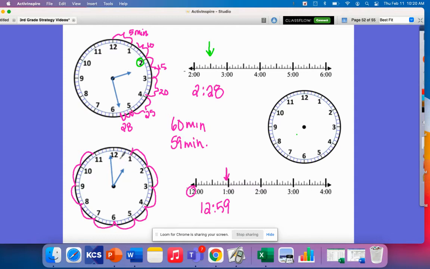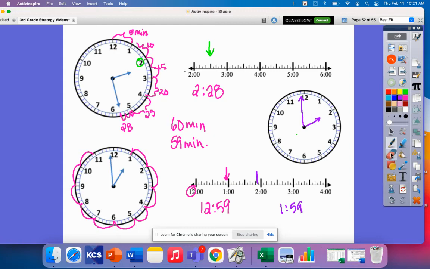Or why is it not one of these other numbers? So let's talk about what that would look like. If this was actually, let's say, 1:59, I would have my minute hand at the same place. But if it was 1:59, that means it would be here. It would be almost 2 o'clock, so my hour hand would actually be pointing this way because it would be closer to 2.